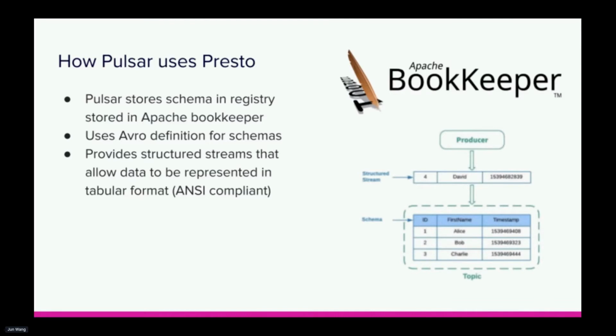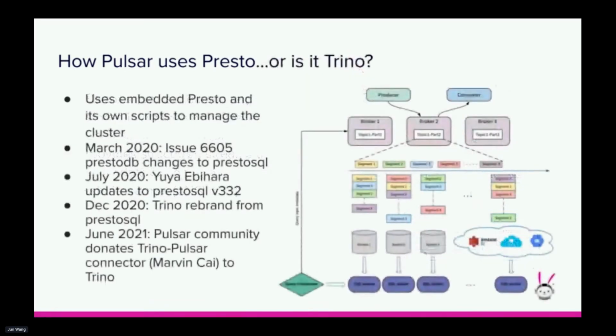And this is something that's required by a system like Presto or Trino, because Presto and Trino, first and foremost, is ANSI compliant, and they are going to require the data to be represented in a tabular format, and that data has to adhere to a particular schema.